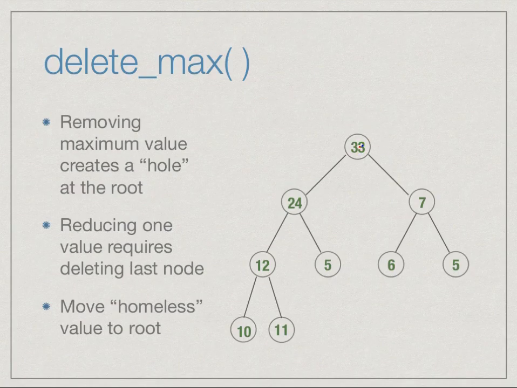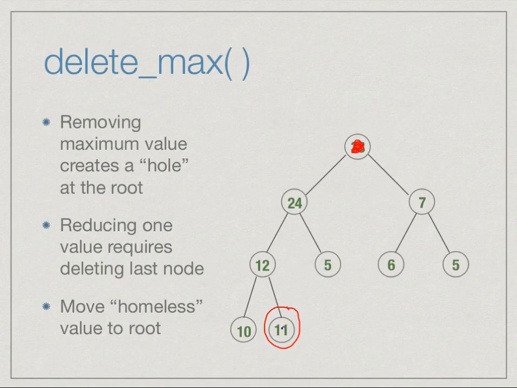So if we remove this node, first of all, we can't remove the node because it's a root. If we remove this value, then we have to put some value there. On the other hand, the number of values in the heap has now shrunk. So this node at the bottom right must be deleted because the structural property of the heap says that we must fill the tree left to right, top to bottom.